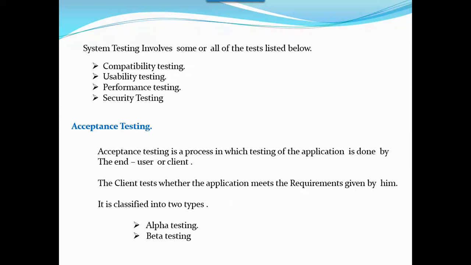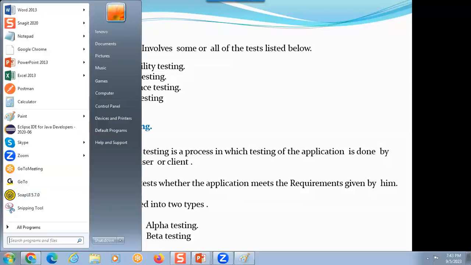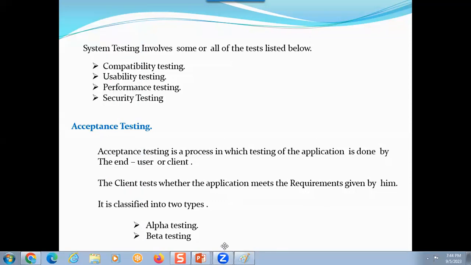See, based on your confirmation only, they will go for the release. Unless you confirm, they won't go for the release. Understanding that? This we can call system testing. Now someone is asking what is integration? Can you give me an example?